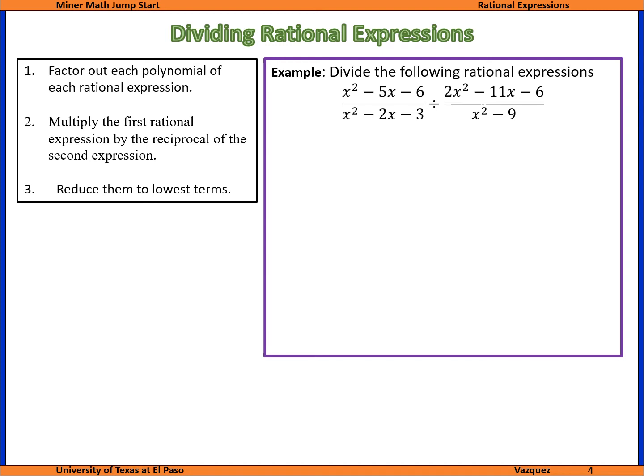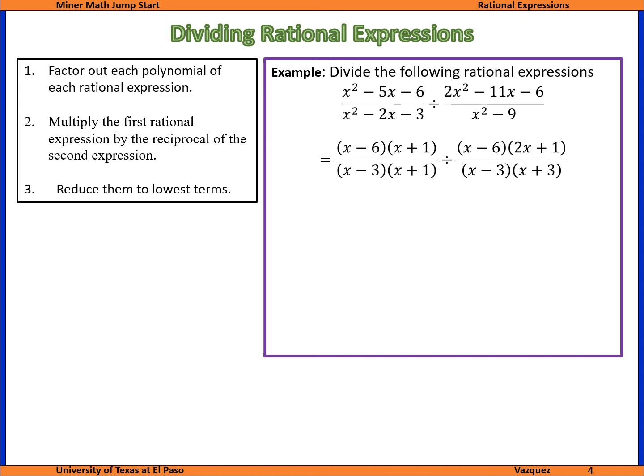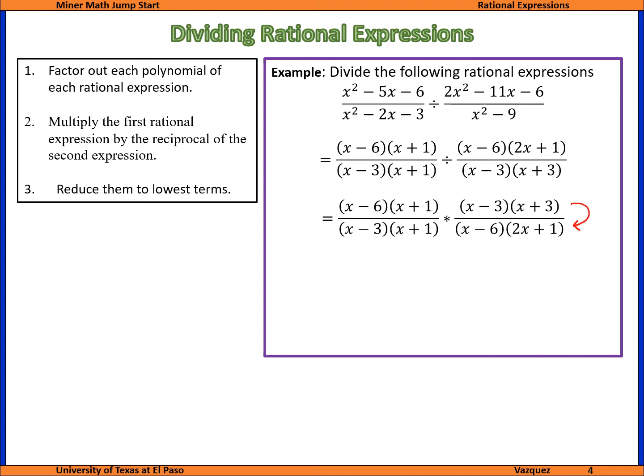First things first, we're going to factor, just as we did last lesson. Factor these out. Now, if you remember dividing fractions back in school, what we used to do is multiply by the reciprocal instead. So this is going to look the same, but the only difference is these two, we flipped it, right? We flipped this, and then the division turned into a multiplication.